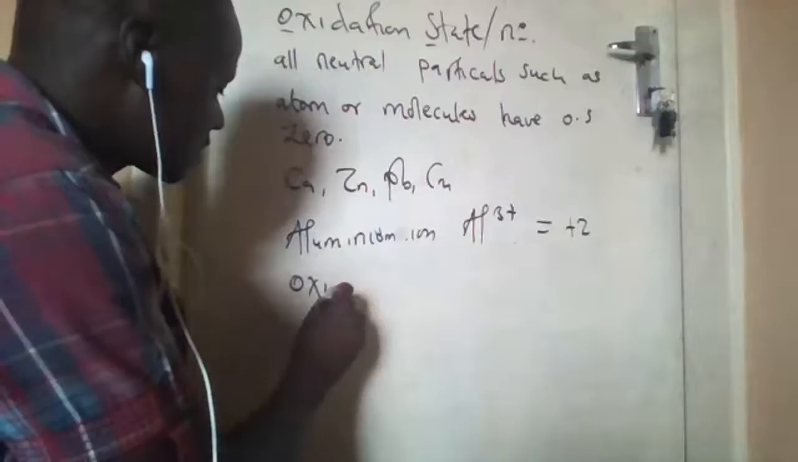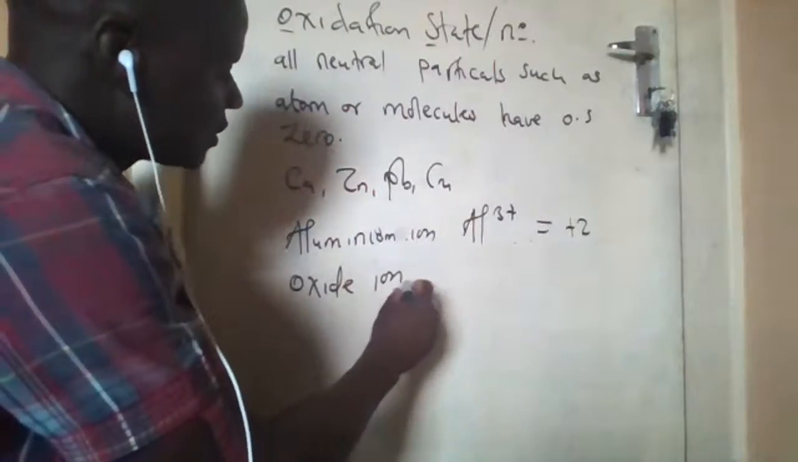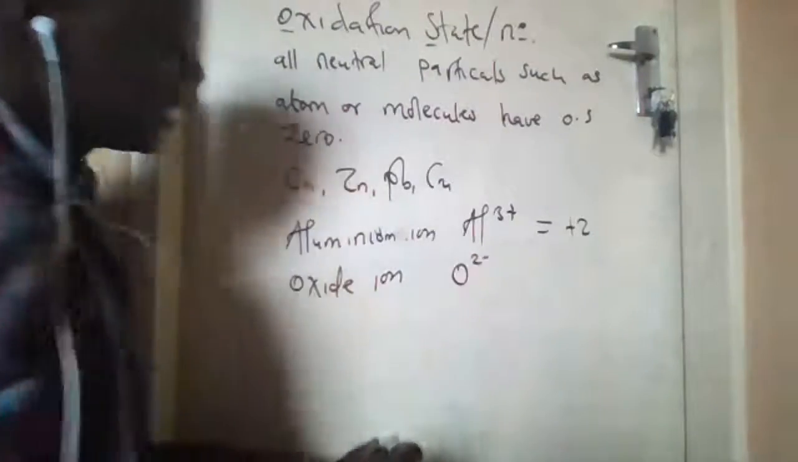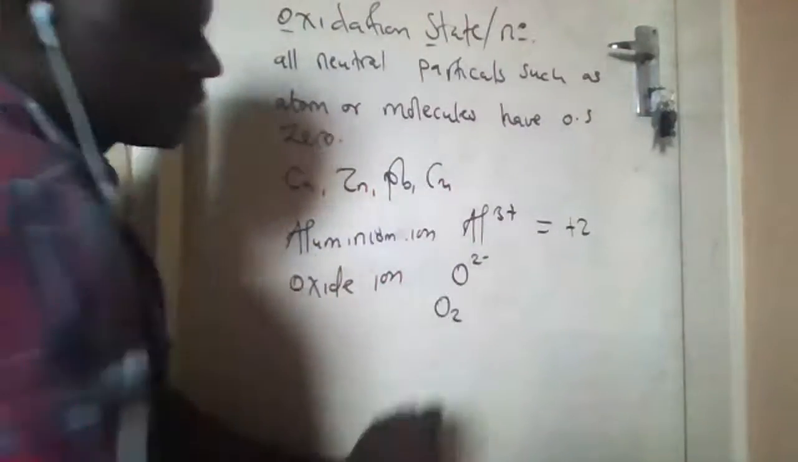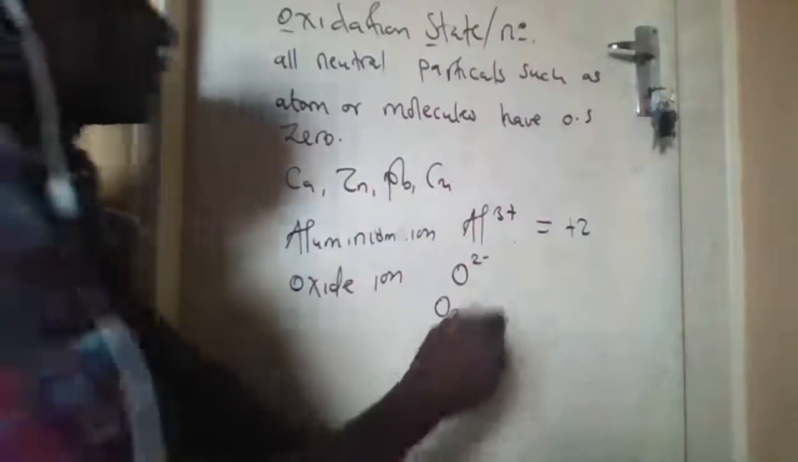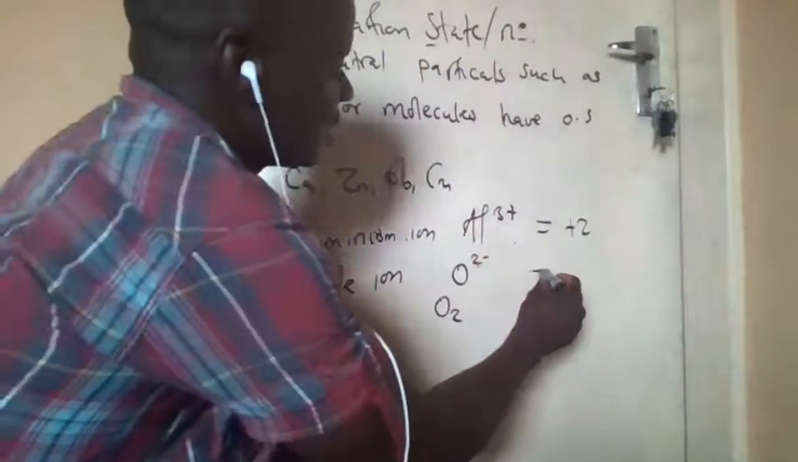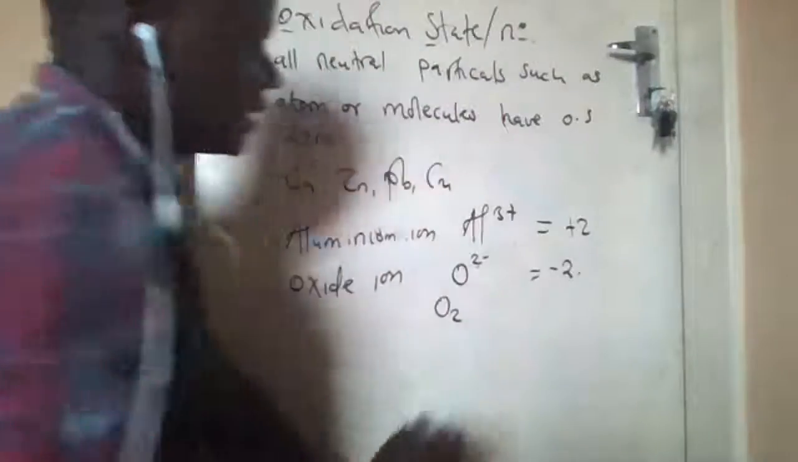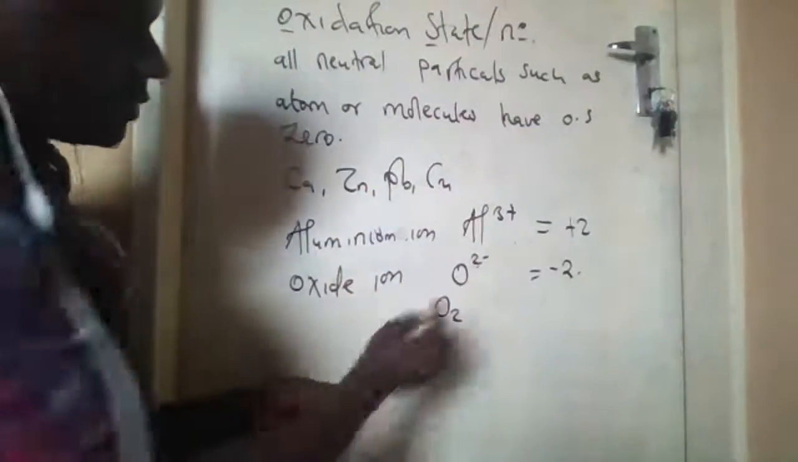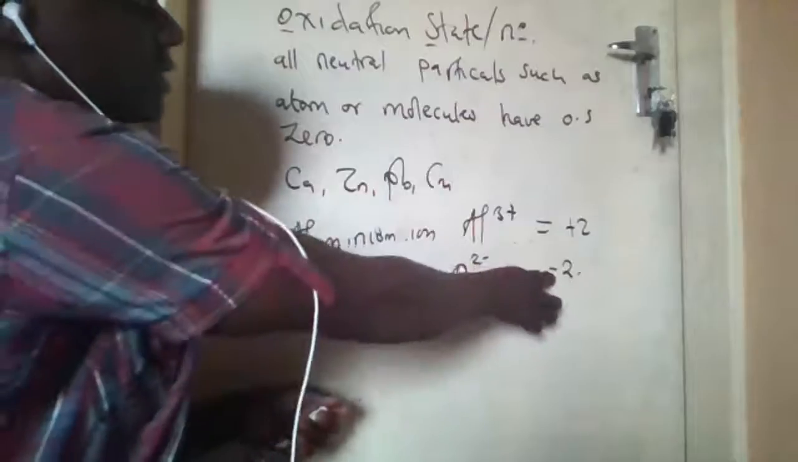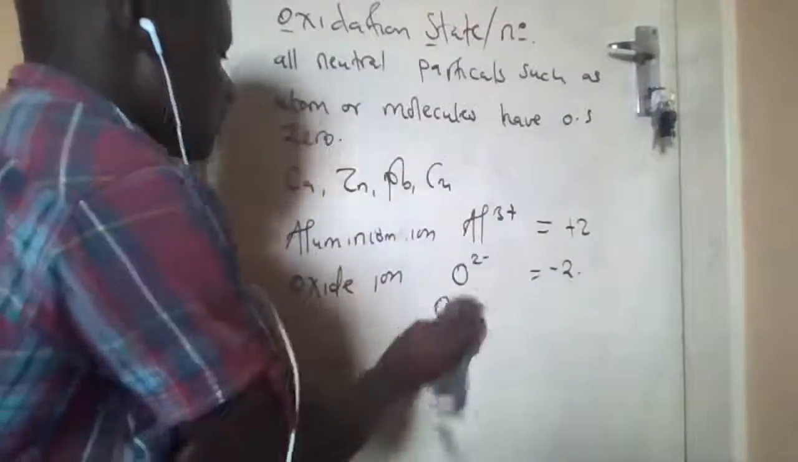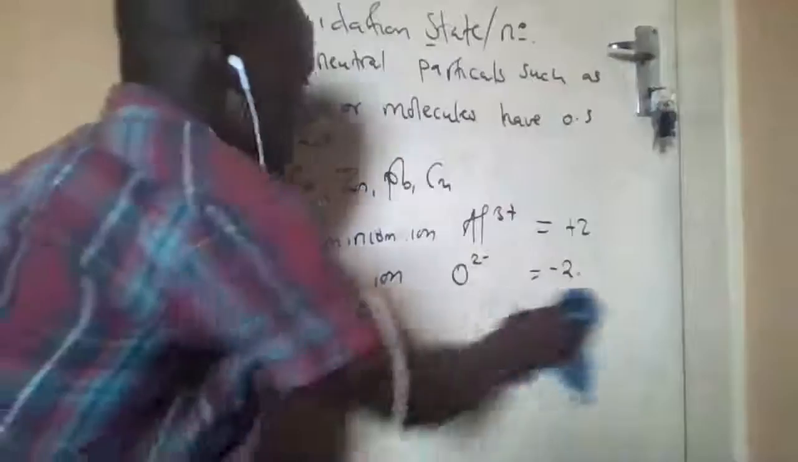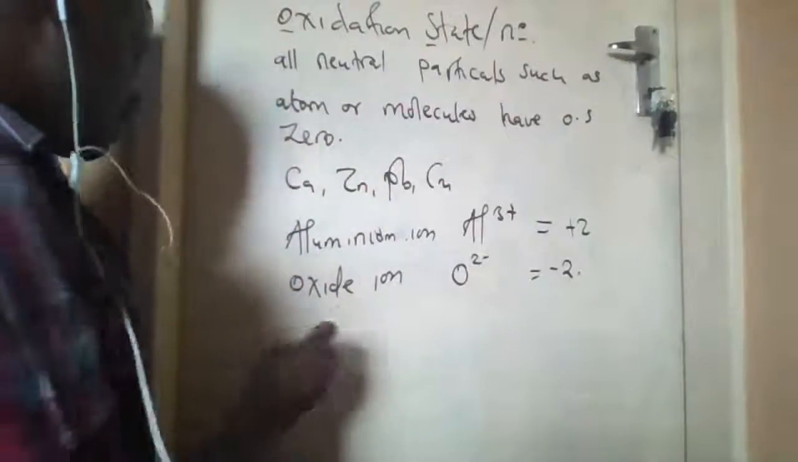Then when you have the oxide ion, which is O2 minus. This is an oxide ion, not an oxygen atom. Oxygen atom or molecule, we wrote it like that, but it's an oxide ion. So because of that, the oxidation state is -2. This is a charge, but for oxidation state, you start with the sign. Which other one can we look at? Maybe sulfate. Let me use phosphate.